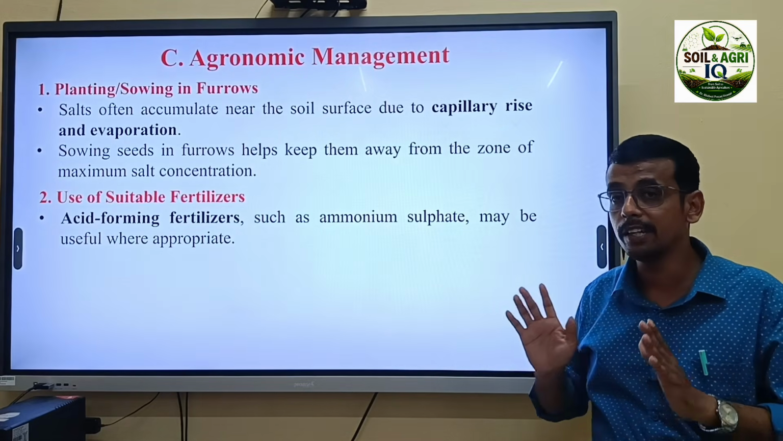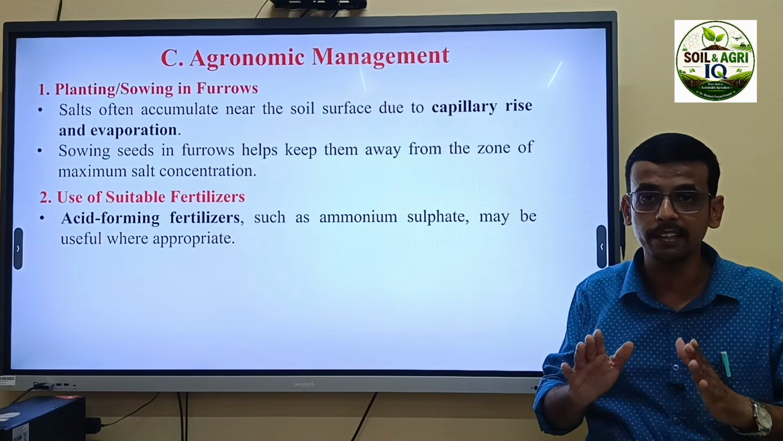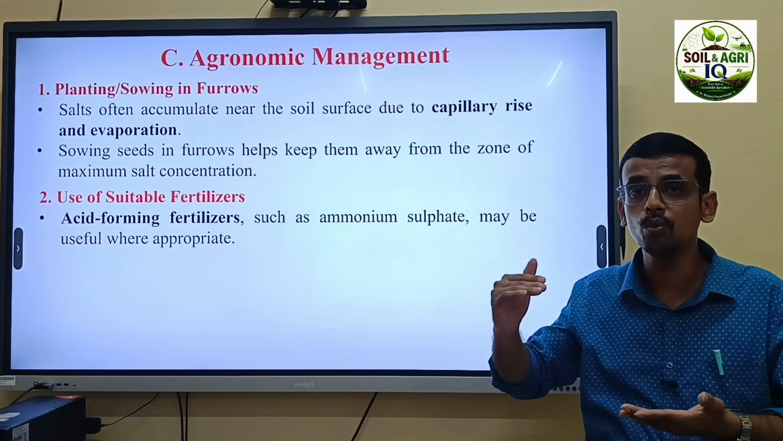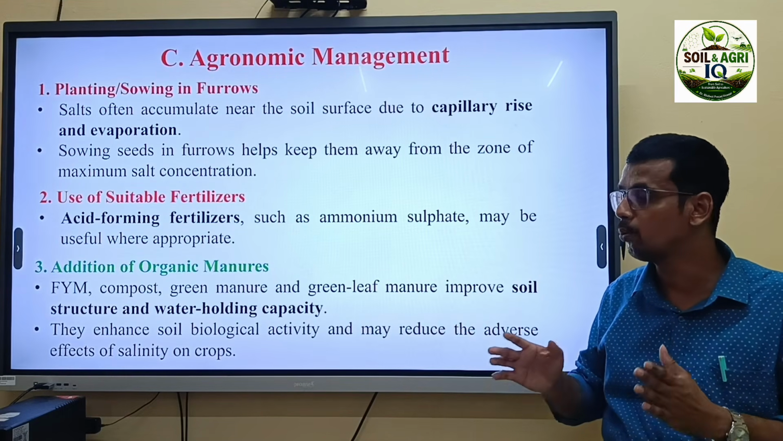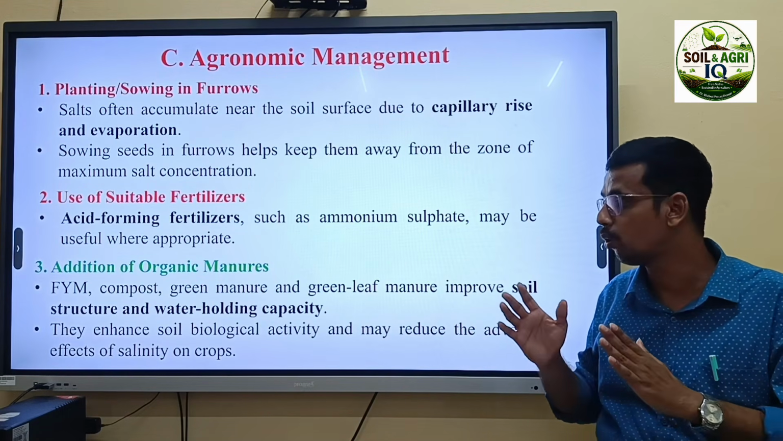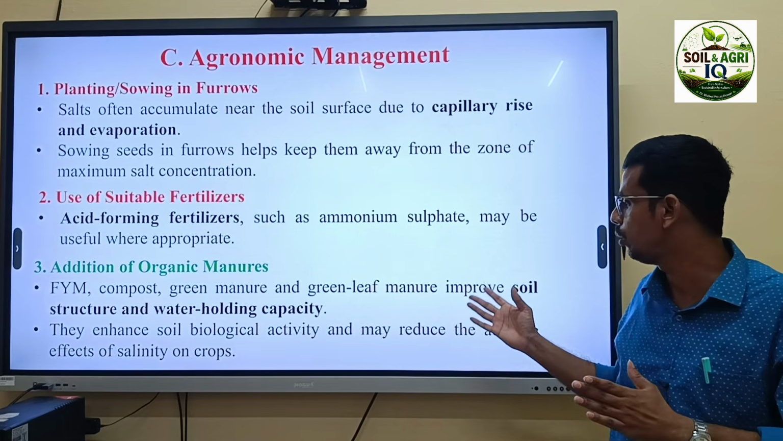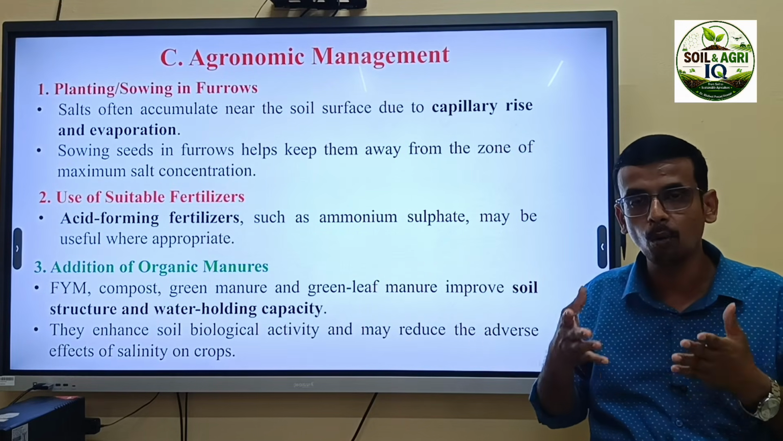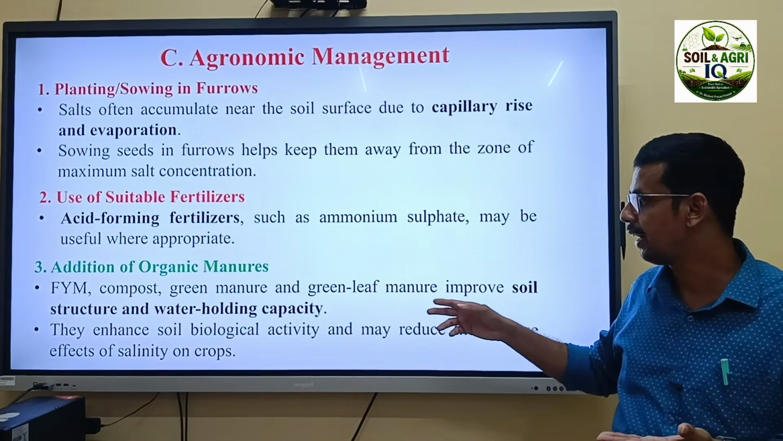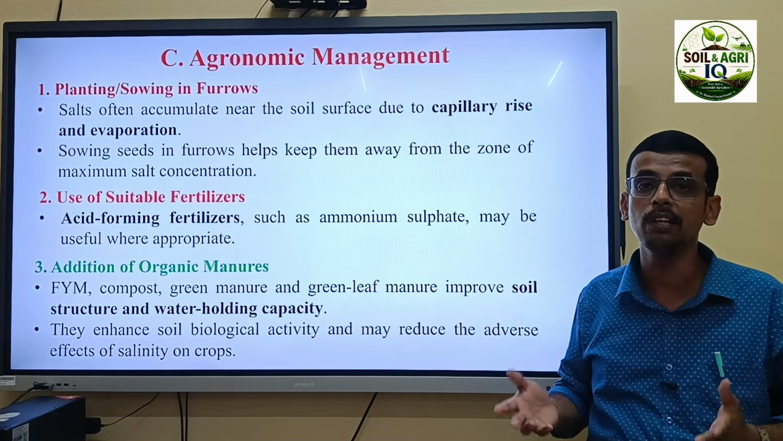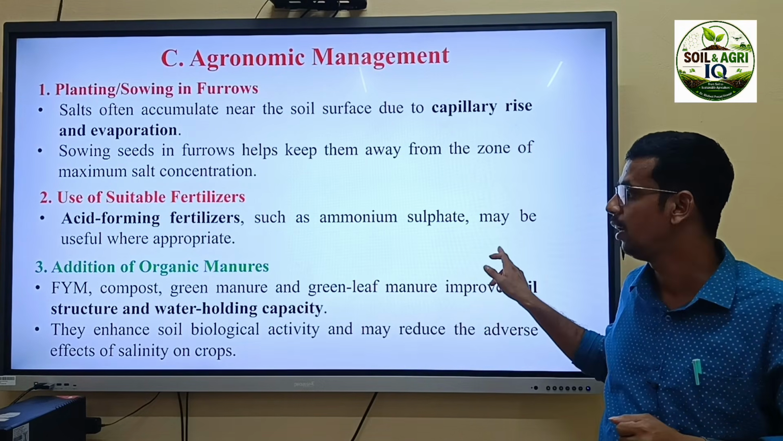Use of suitable fertilizer. If you use acid forming fertilizer, it may help to reduce the pH of the saline soil. And addition of organic manure, if you add farmyard manure, green leaf manure, it will improve soil structure. Sometimes organic acid will also be produced, that will reduce the soil pH and it enhances the soil biological activity. They also help to reclaim the soil.